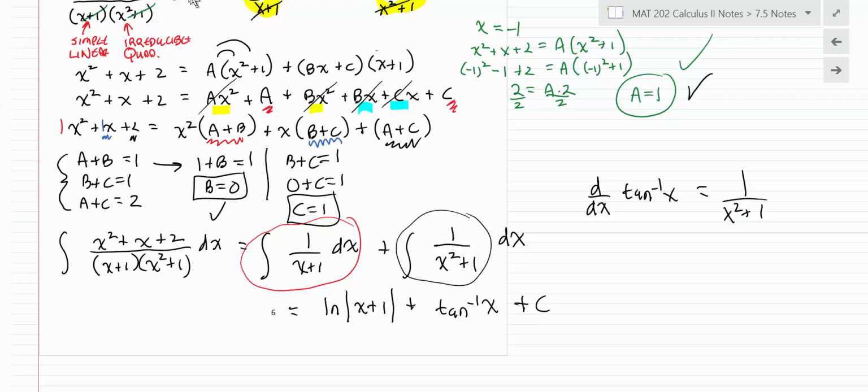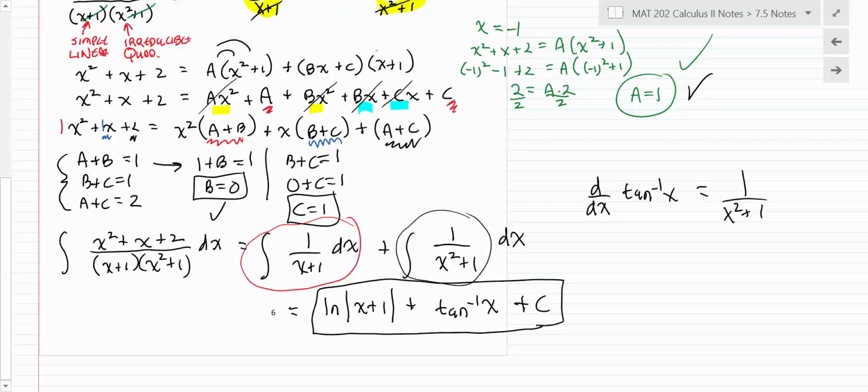Now we've seen that inverse tangent quite a bit in here. Sometimes we've seen x squared plus 4 and stuff like that, where we did that 1 over a arctangent of x over a, so it's the same idea. Okay, how's that look?